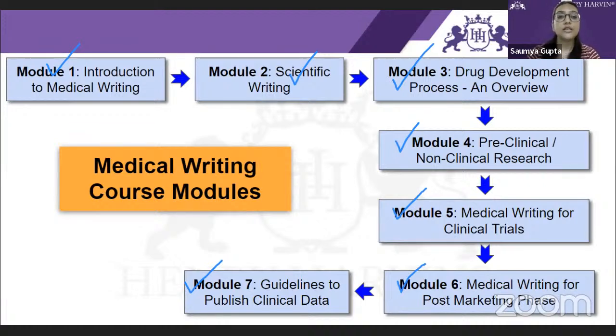Okay, any queries if you have related to the modules, any specific type of document you are looking for, and maybe which I have not mentioned, I'll help you with that, in which module it would be included. If you have any such queries, you can ask now. Okay, so we'll move forward.